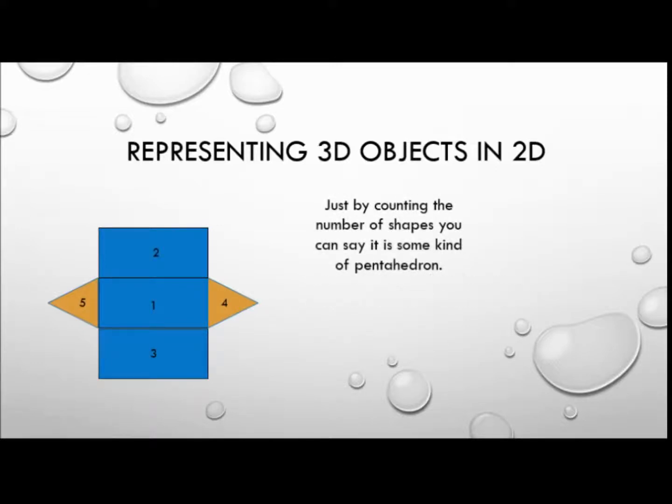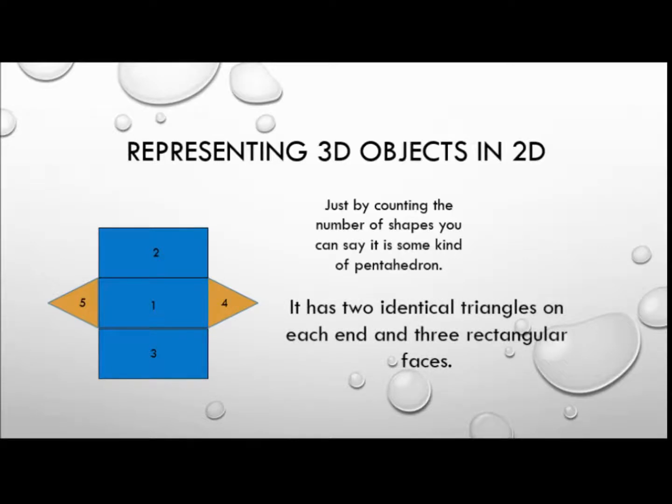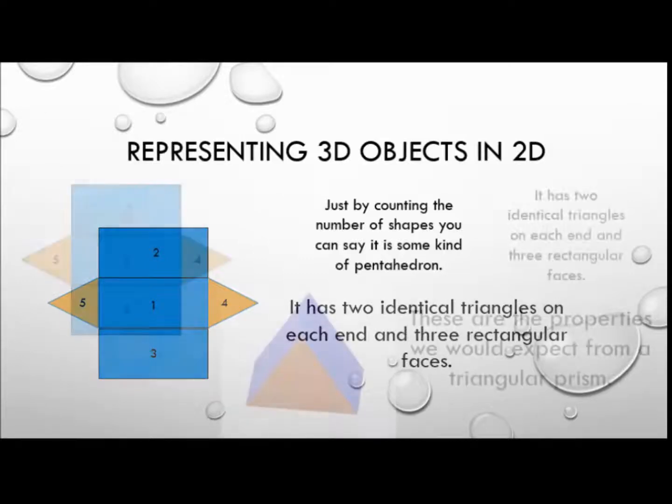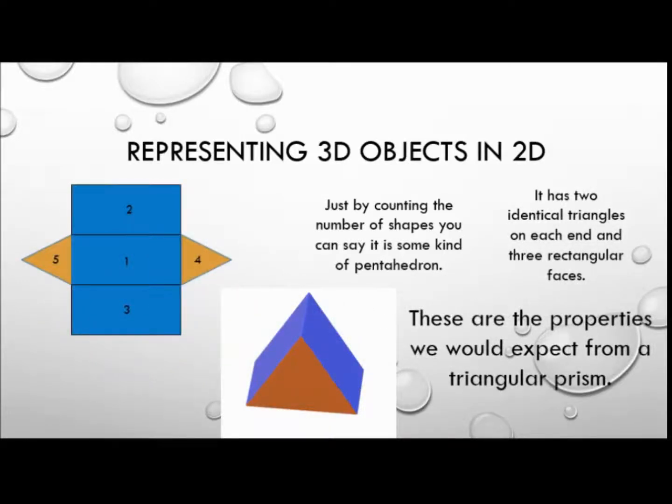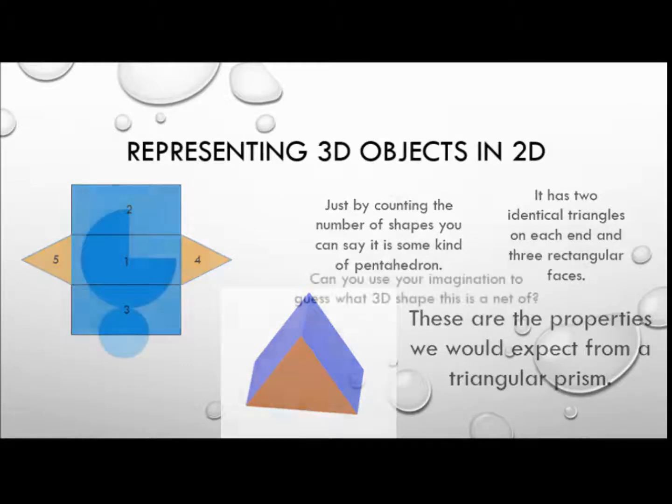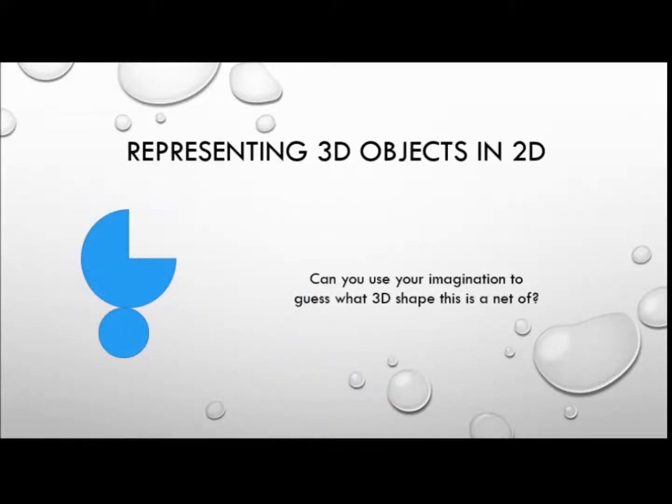Just by counting the number of shapes, you can say it's some kind of pentahedron. It has two identical triangles on each end and three rectangular faces. Now, these are the properties we would expect from a triangular prism. Okay, so how did you get on with that last question?